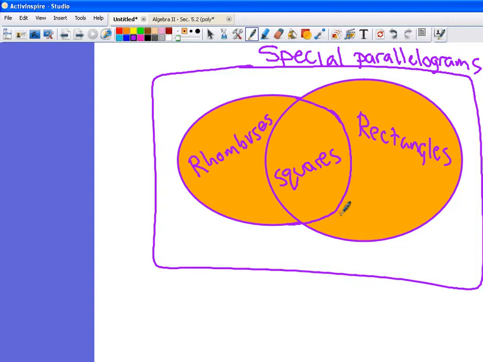Okay, draw that picture on your own paper.